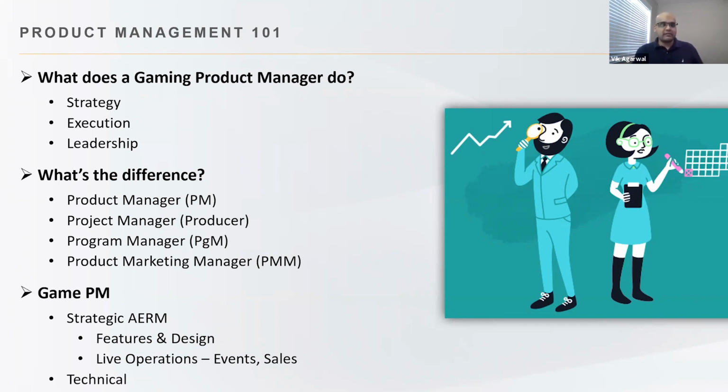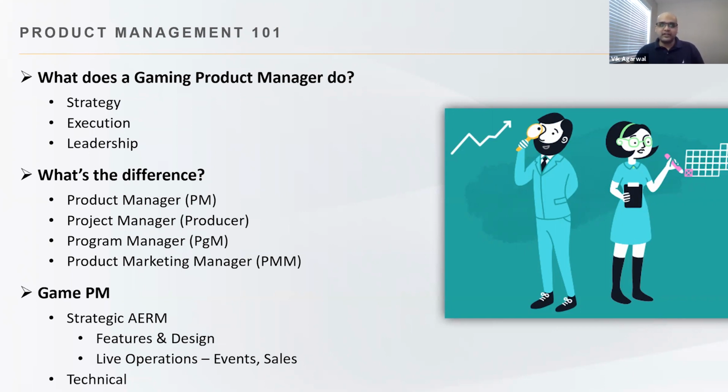A project manager in the gaming industry is called a producer. So the PM and the producer are kind of like best friends. You talk every day, multiple times a day, because the PM is looking after the strategic vision and the leadership, whereas for the execution, his partner for this is the producer.